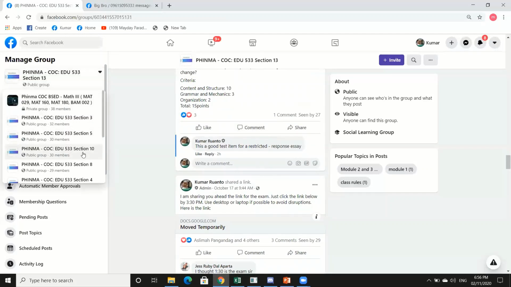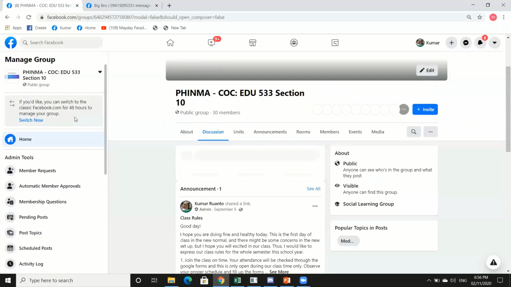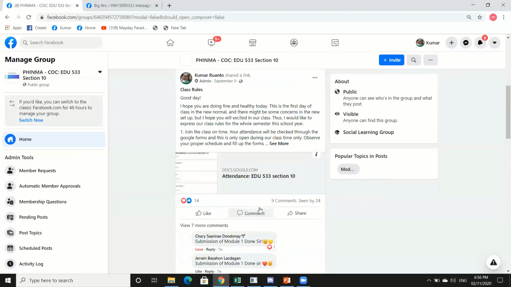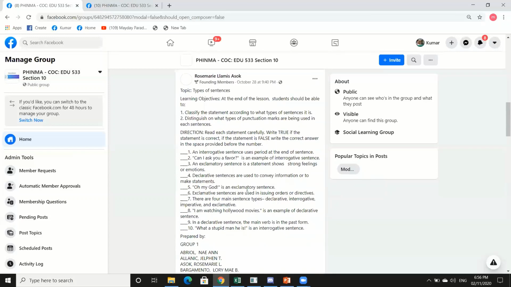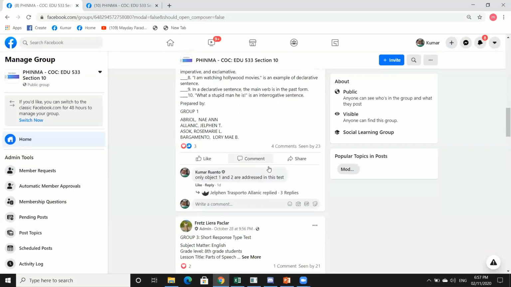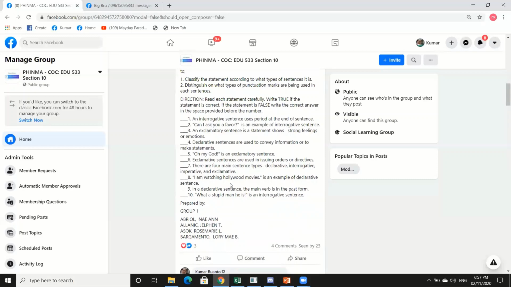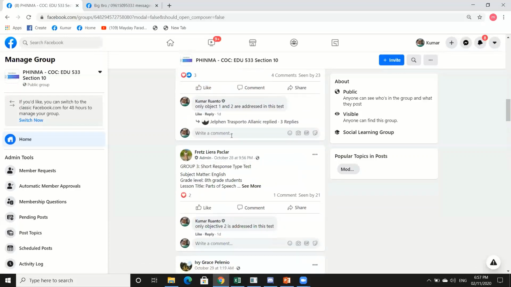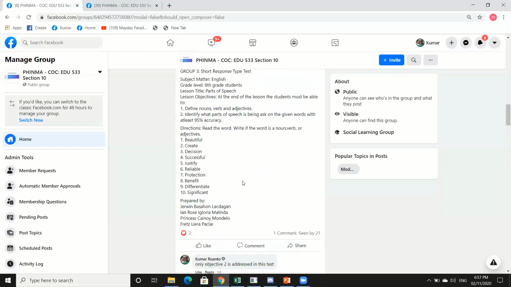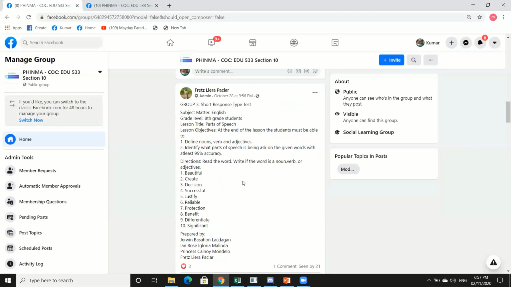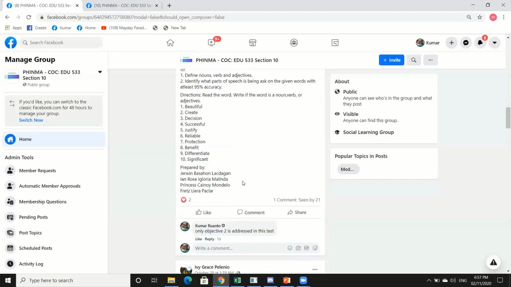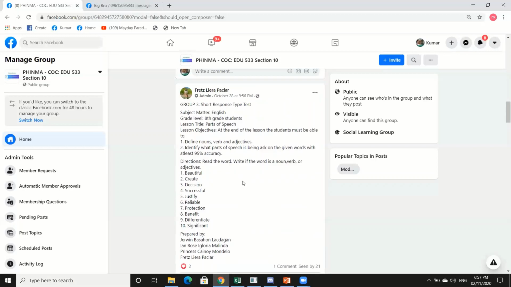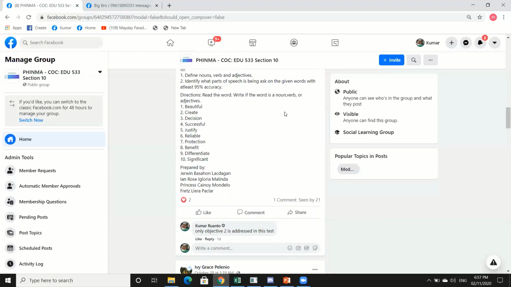Okay, let's process the last one. Here, section 10. These are very good test items. Good job. Only that objective 1 and 2 are addressed, so delete objective 3. Okay, let's try this one. Very safe. This is also a good test item for a supply type test. Very safe test item. Very good.